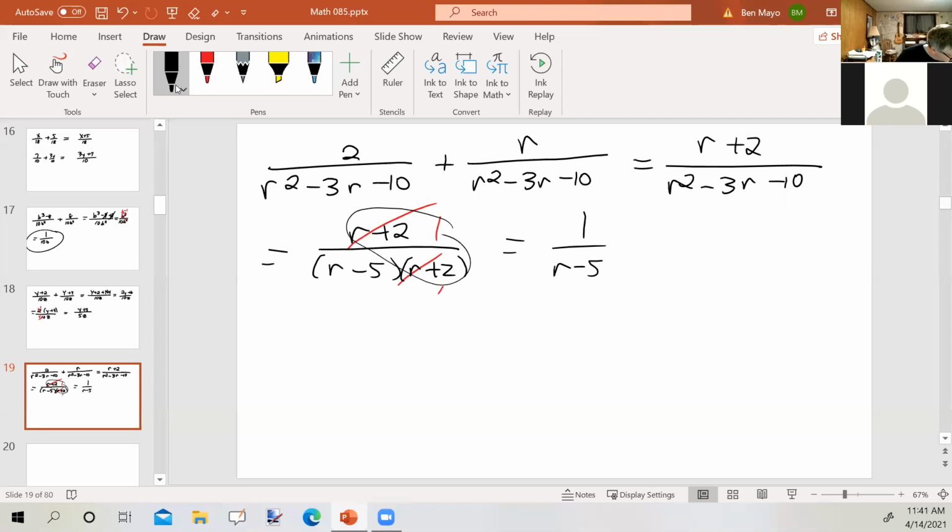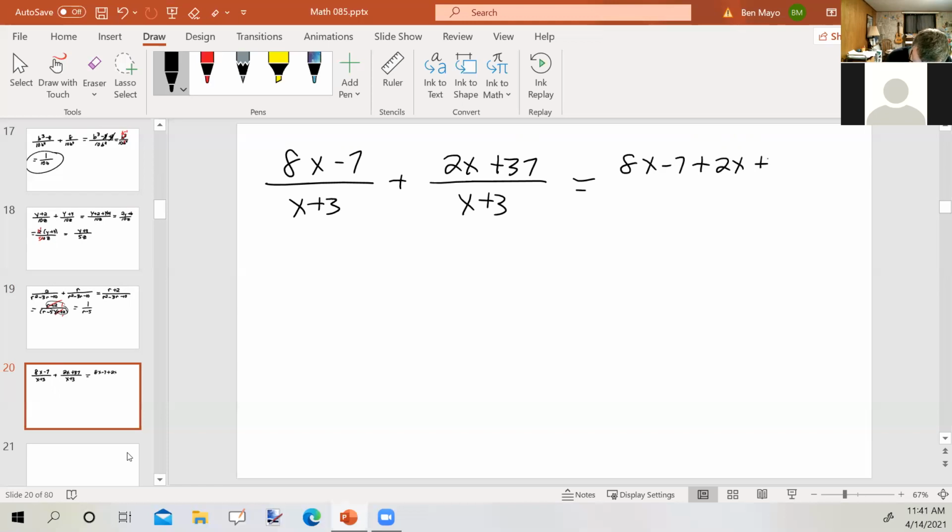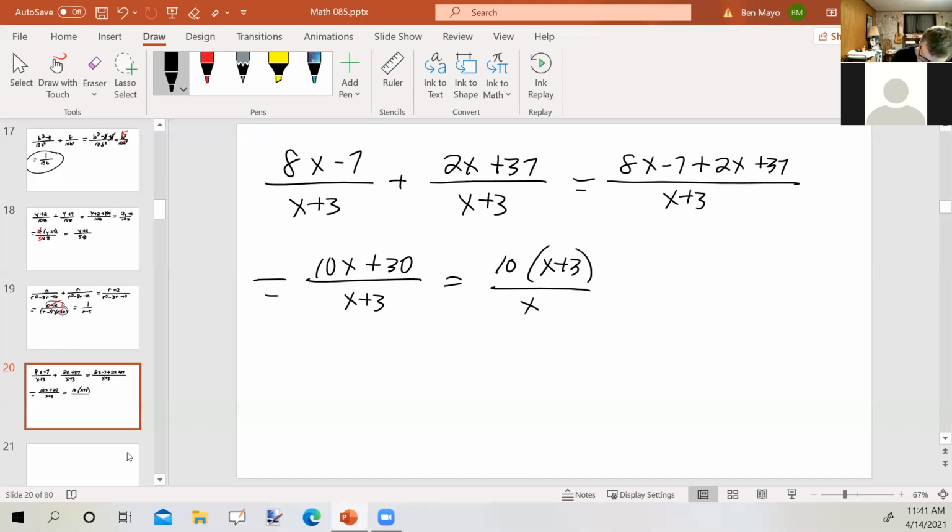Okay. Let's see here. 8x minus 7 divided by x plus 3 plus 2x plus 37 divided by x plus 3, which is 8x minus 7 plus 2x plus 37 all over x plus 3, which is 10x plus 30 all over x plus 3, which is 10 times the quantity x plus 3 over x plus 3, which is 10. Still doing okay?